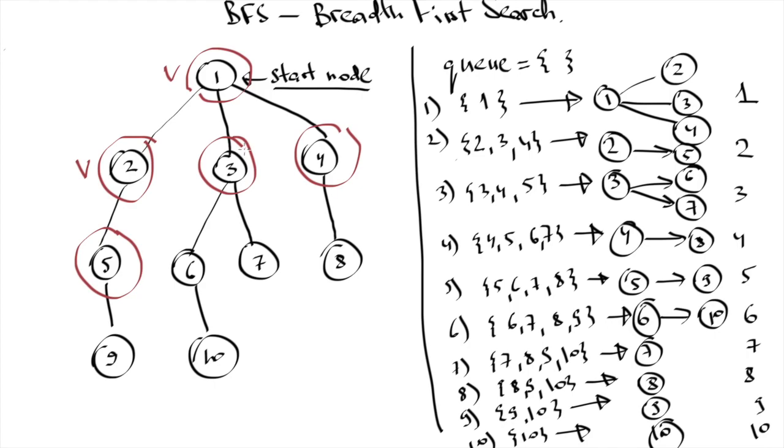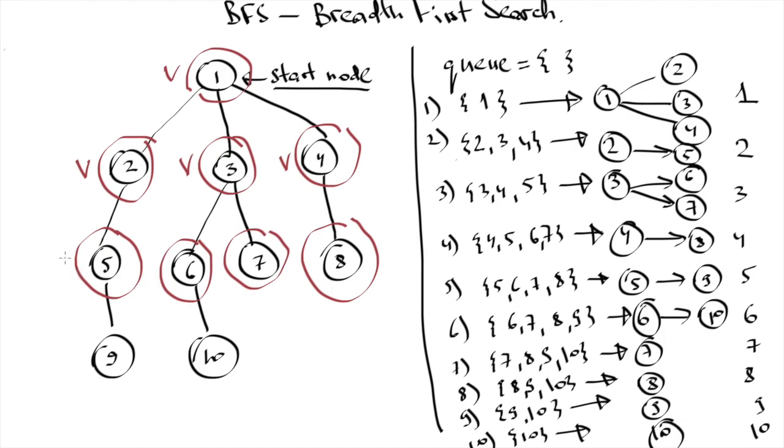The next unvisited node is 3, and we look at the neighbors of that node, which are 6 and 7. After that, we set node number 3 as visited. The next unvisited node is 4. We look at the neighbors of 4, which is only 8, and after that, we set 4 as visited. In the same manner we do for the rest.